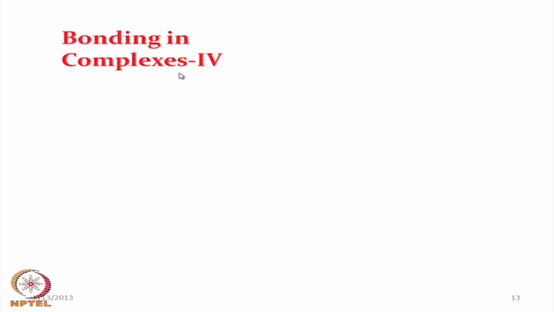So next we will move to the next part, that means bonding in complexes part 4. We will see here what happens if we add one more ligand to the square planar geometry, or in the reverse direction, if you take out the bottom ligand from the xy plane in an octahedral geometry, or you put one extra ligand on the square planar geometry, how the corresponding ordering of the different d orbitals can take place.